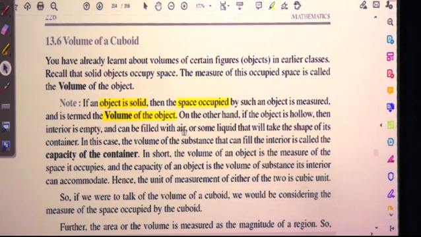In this case, the volume of the substance that can fill the interior is called the capacity of the container. What is it called? It is called the capacity of the container. The volume of the substance that can fill the interior is called the capacity of the container.